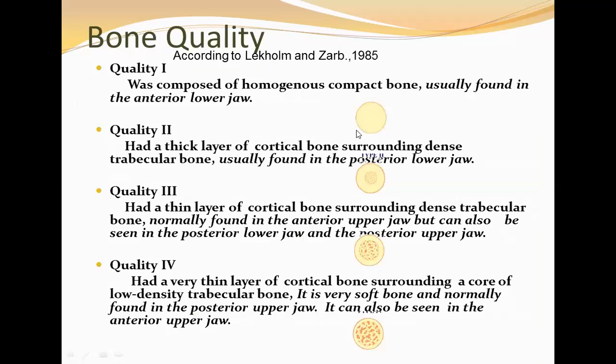If you will go back, if you will see this first quality, this is called type 1 bone, and this type 1 bone you will find composed of homogeneous compact bone, usually found in your anterior lower jaw. अगर आप यहाँ देखें तो आपको क्या नजर आ रहा है, ज्यादातर कॉम्पैक्ट बोन. अगर आपकी ट्रेबिकुलर बोन होगी भी तो बहुत कम क्वांटिटी में होगी और वो भी कॉम्पैक्ट बोन की तरह ही होगी. Normally, what it suggests is composed of homogeneous compact bone, means you don't find any trabecular bone there. So type 1 bone is found in your symphysial area, as I told you, anterior lower mandible.